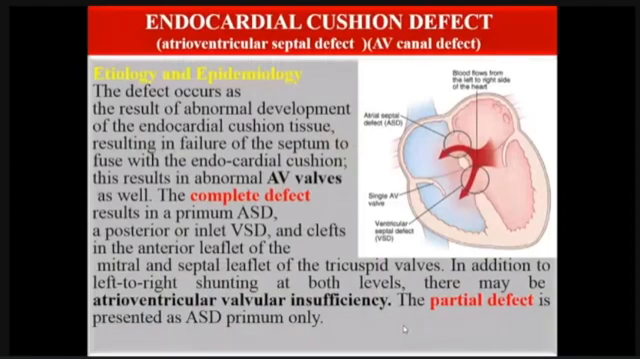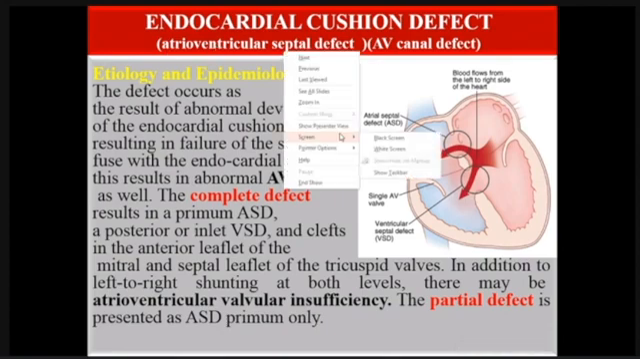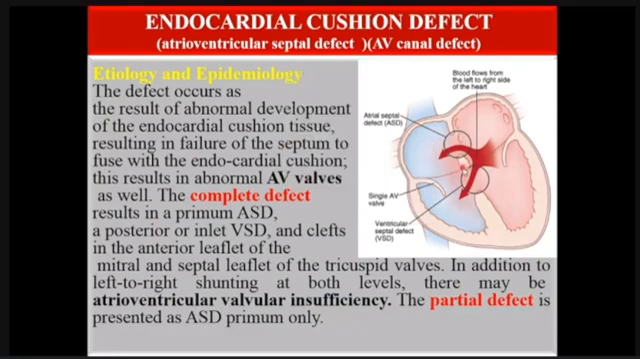Endocardial cushion defect. The other names of this disease are atrioventricular septal defect, or AV canal defect. Normally, during embryonic life, there is a tissue located here. It's called endocardial cushion tissue.